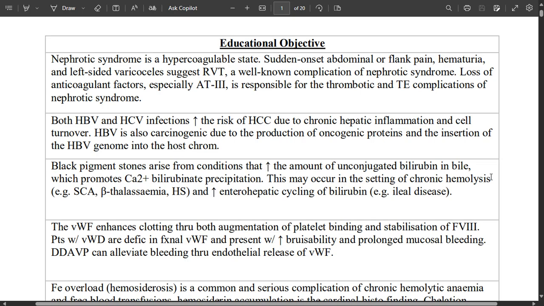Nephrotic syndrome is a hypercoagulable state. That is, some of the anticoagulating proteins are lost in the urine. Therefore, the blood causes a hypercoagulative state. In nephrotic syndrome there is sudden onset abdominal flank pain, hematuria, and left-sided varicocele.